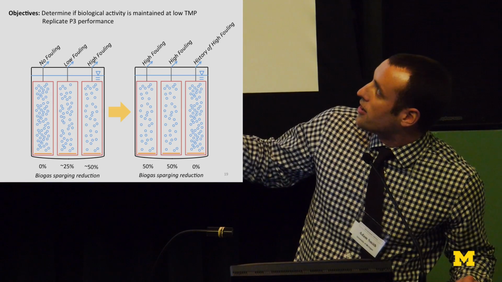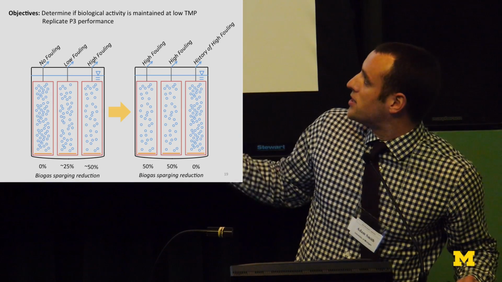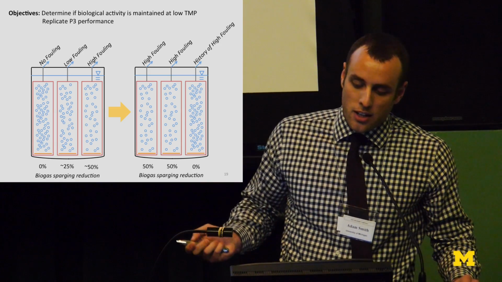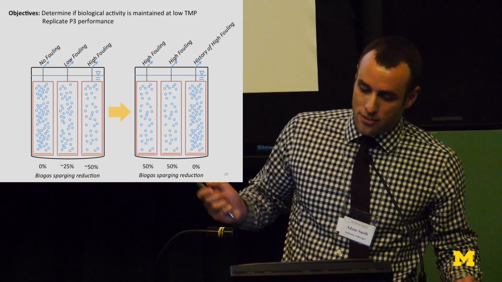To do that, we took our system and we instead operated these first 2 membrane housings, which were no fouling and low fouling, under high fouling conditions. And then on the third one, we increased the biogas sparging flow rate so that we could bring transmembrane pressure back to 0. And so we called that our history of high fouling.